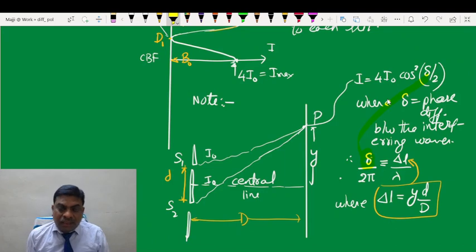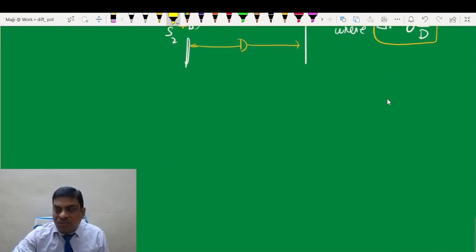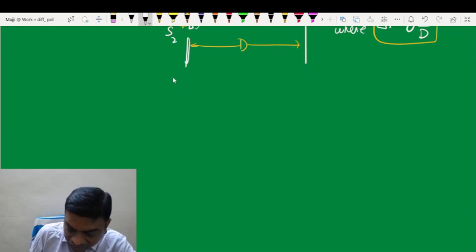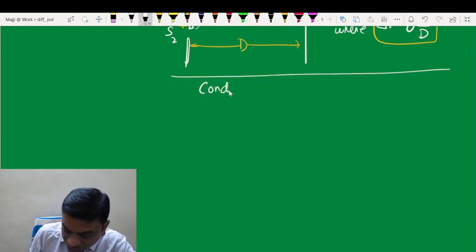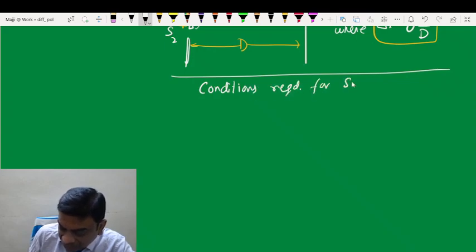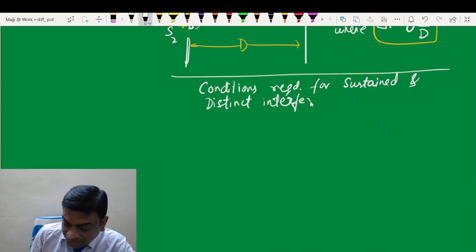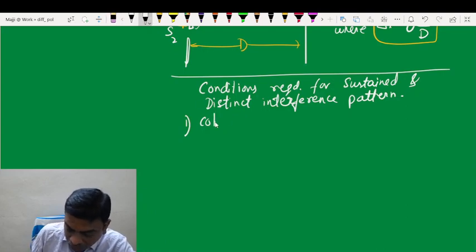Then next we'll see the conditions which are required for sustained interference. That will be the last topic, students. Then we'll conclude it. So conditions required for sustained and distinct interference pattern. First and foremost is the sources should be coherent in nature.